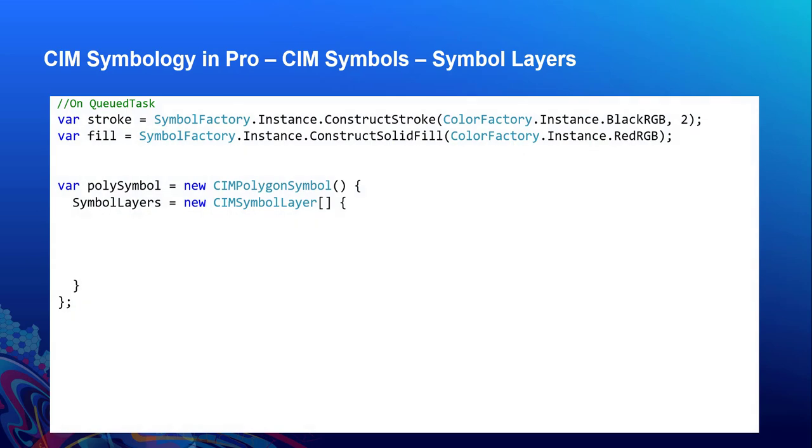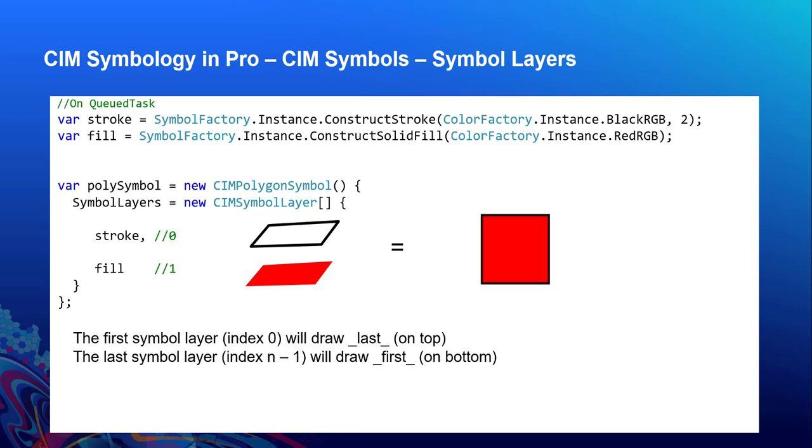Okay, so by way of illustration then, let's say we use a symbol factory to construct a couple of different symbol layers, a black stroke and a red solid fill. I instantiate a new polygon symbol, and I am storing into its symbol layers property an array of symbol layers that includes my stroke and fill. The last symbol layer in the array, the fill, it draws first, so it's on the bottom. The first symbol layer in the array, it draws last, so it's on top.